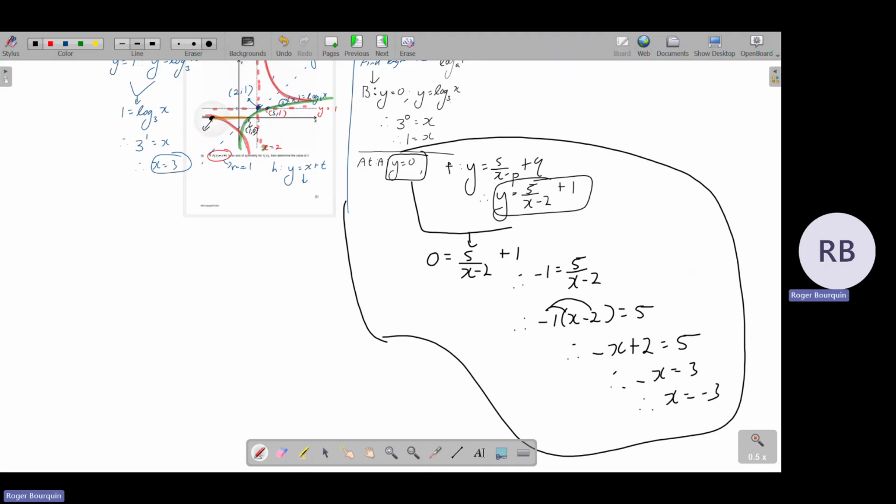At point A, we have x is negative 3, so that's negative 3, 0. B is the point 1, 0. So what's the distance AB? AB is 3 plus 1, so AB is equal to 4 units. Half of graph interpretation is saying to yourself, what equation does the point lie on? What coordinate do you know? Combine the two things together. We good?